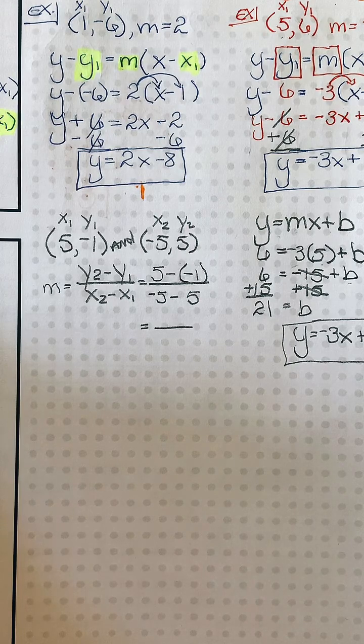So story shows 6 over negative 10 simplified to 3 over negative 5. I want the easy way. Okay.